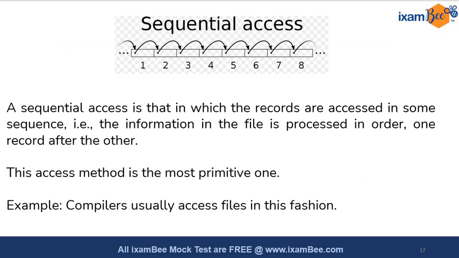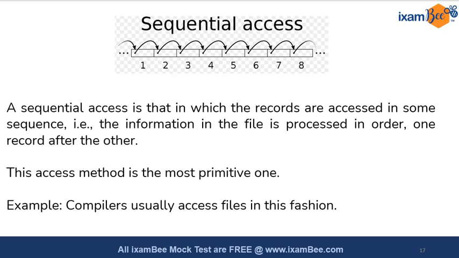As the name suggests, sequential, so one by one it will be accessed. Sequential access is the access in which the records are accessed in some sequence. You have to follow some sequence, either +1 or +2 or directly the contiguous one. So here the file is processed in order, one record after the other.